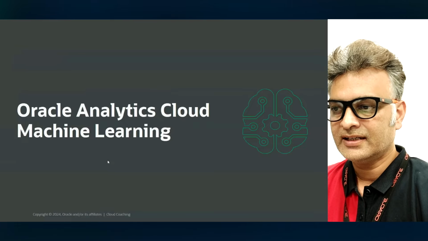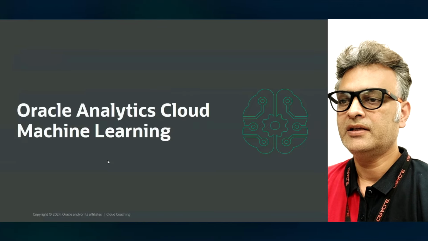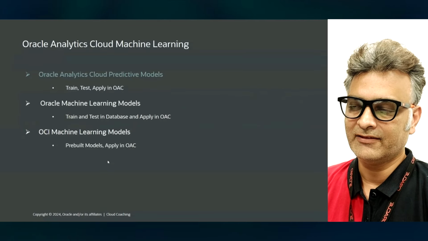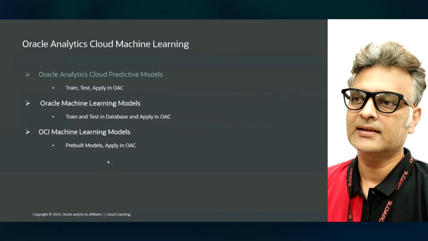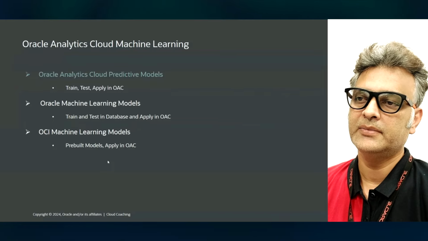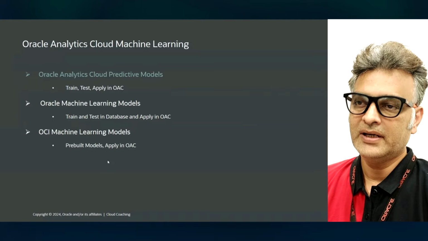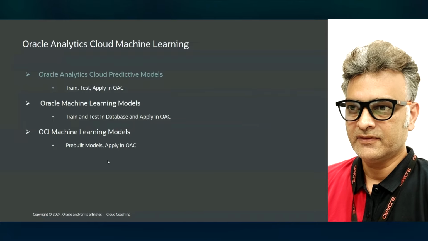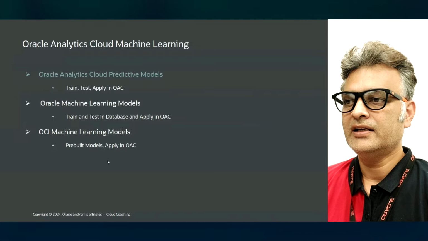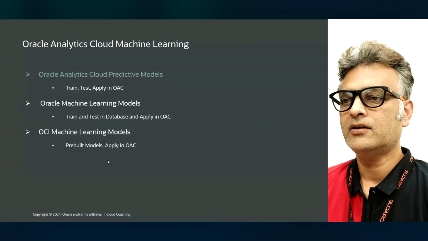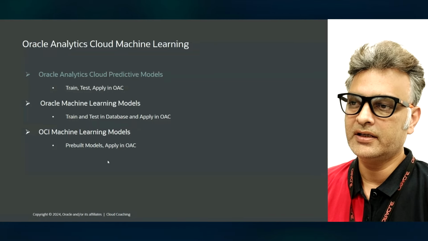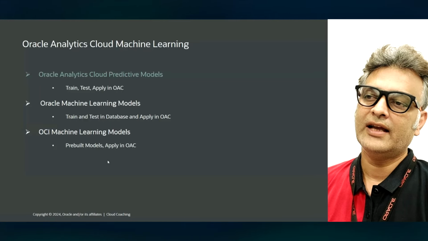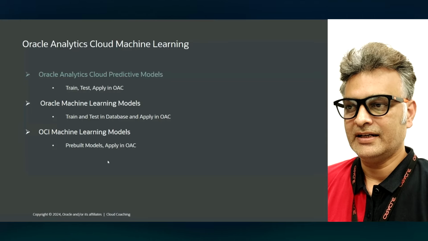So to start with, let's look at the various machine learning features that are available in Oracle Analytics Cloud. So primarily, there are three types of machine learning models that are available. The first one is Oracle Analytics Cloud predictive models. This is nothing but the machine learning models that are inbuilt within the Oracle Analytics Cloud platform, and they can be built from within the Oracle Analytics Cloud interface. So typically you would train using historical data to build a machine learning model and then test the quality of the model by using some test data. And once you are satisfied with the machine learning model, you will apply it. All of this happens within Oracle Analytics Cloud.